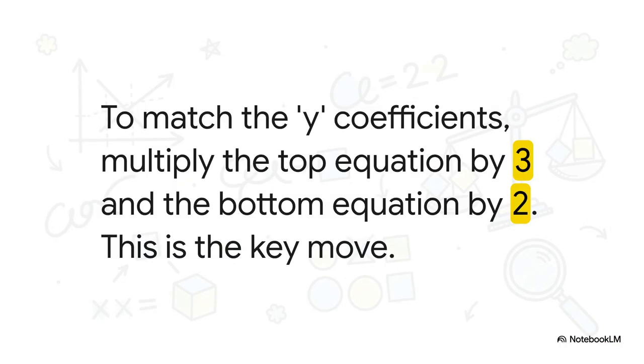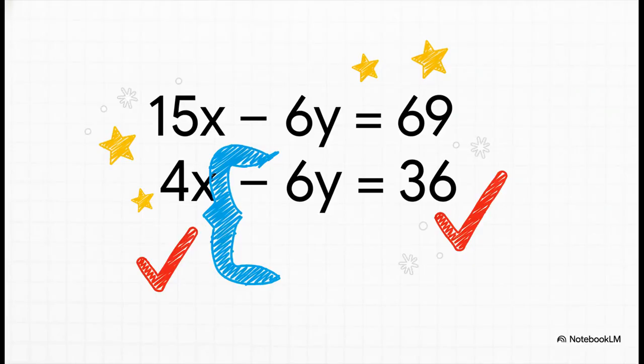Okay, so remember step 2? We need those y coefficients to match. We've got a 2y and a 3y. So what's the smallest number both 2 and 3 go into? 6. So we'll multiply that whole top equation by 3 and the entire bottom equation by 2. This is the absolute key move. And voila, look what that does. We get two new but equivalent equations: 15x minus 6y equals 69, and 4x minus 6y equals 36. Now check it out, we have a minus 6y in both equations. They're identical, which is exactly what we were aiming for.